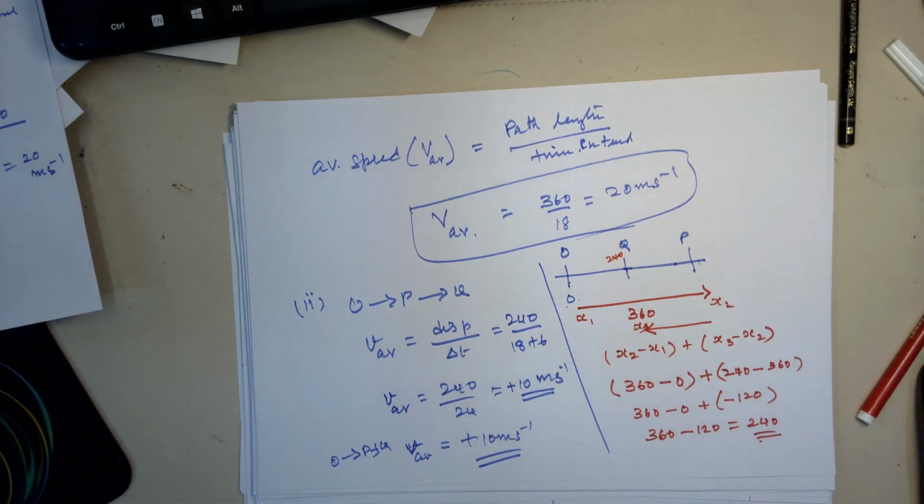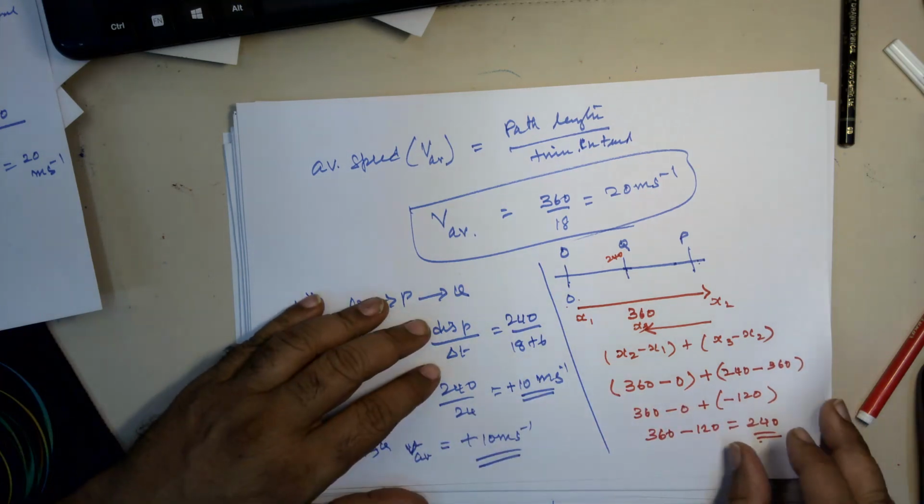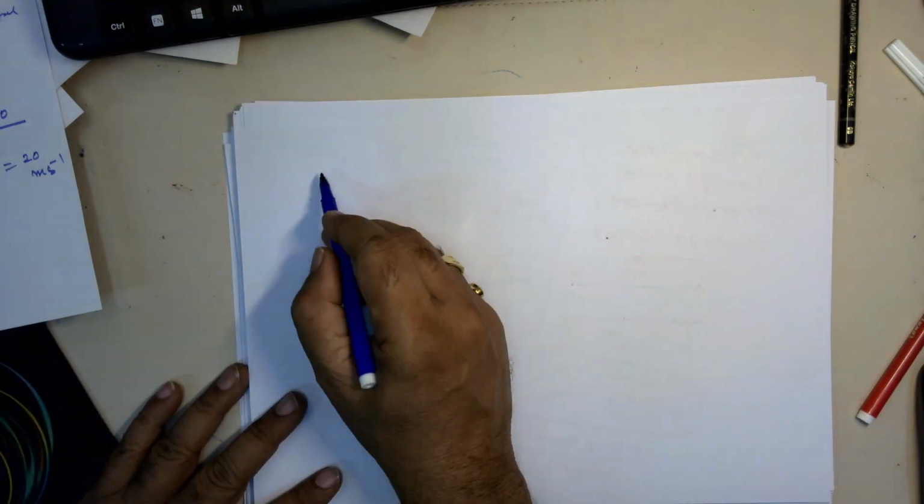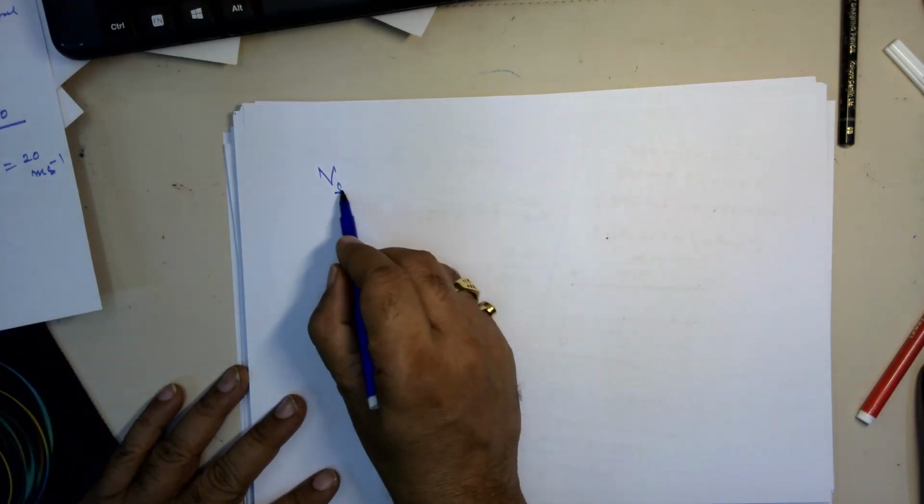Do you understand this? Now let us calculate the average speed. The average speed is something different where you have to add. Okay. Take down average speed.